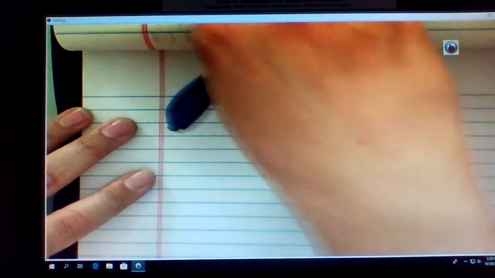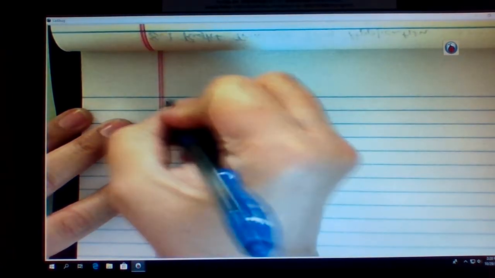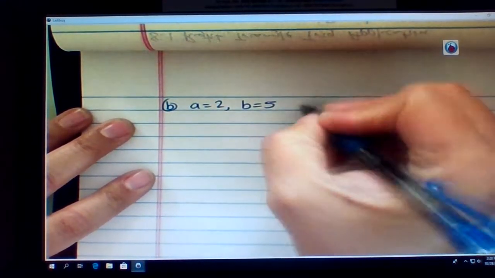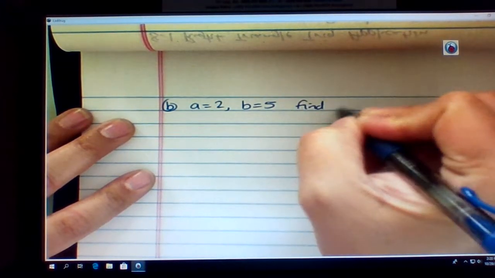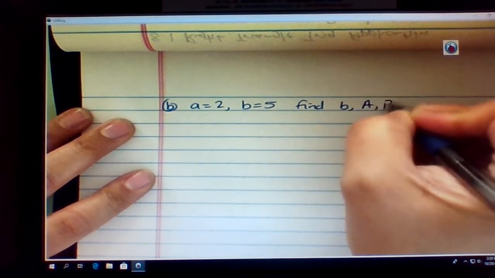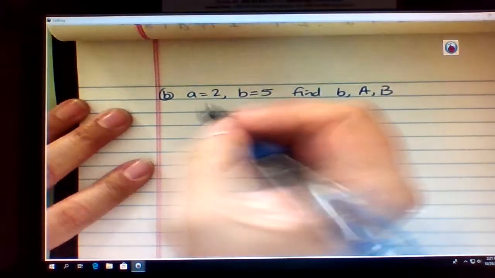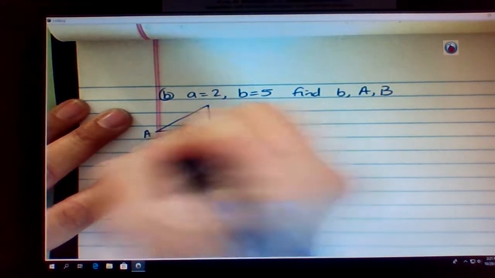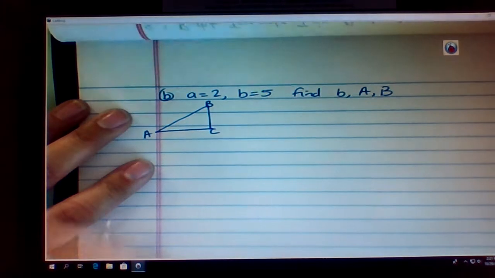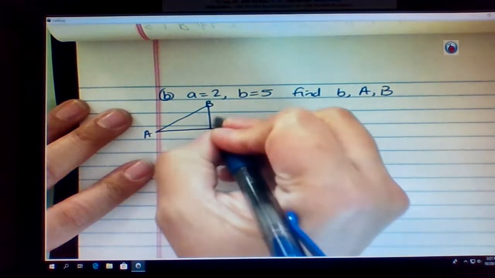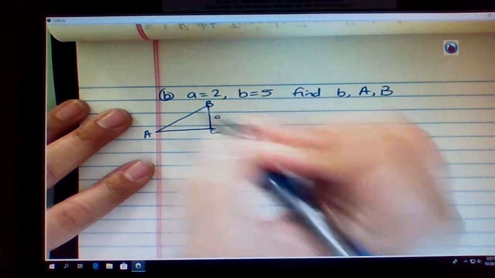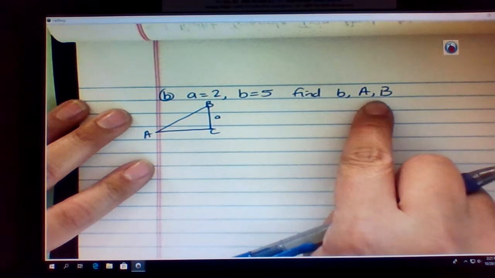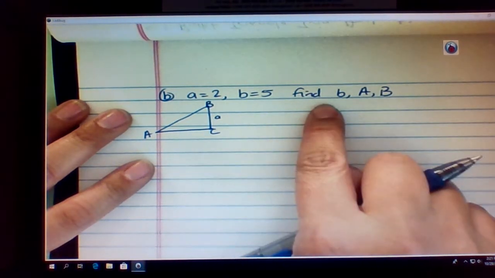Okay, let's do another one. They tell you A is 2, B is 5. Can you please find little b, big A, and big B? So I'm going to draw a triangle. A, B, C. Little b, oh, because this was supposed to be c. My bad. Thank you.